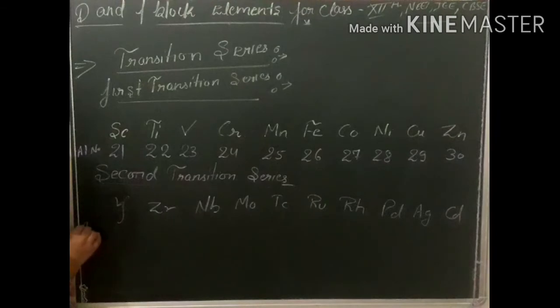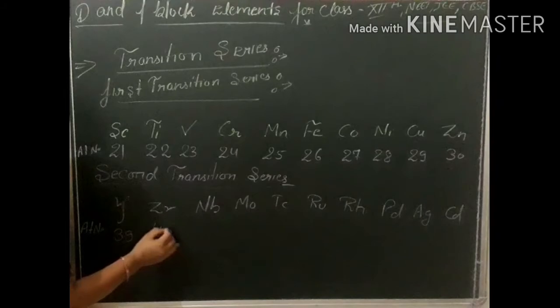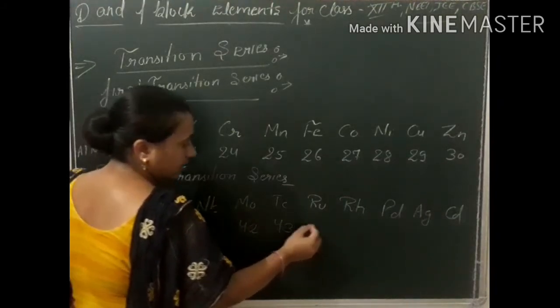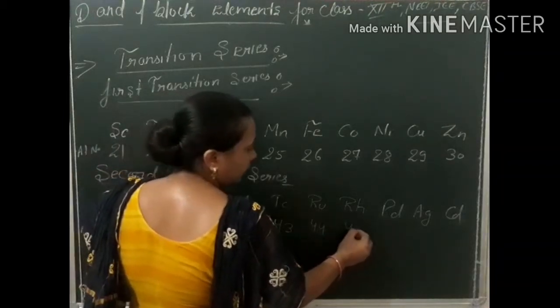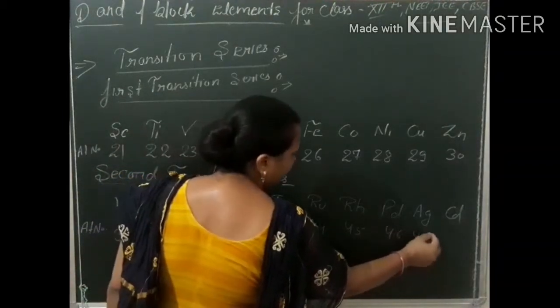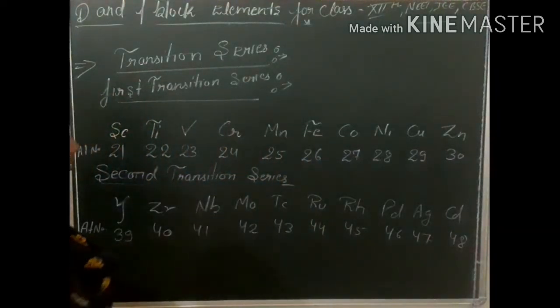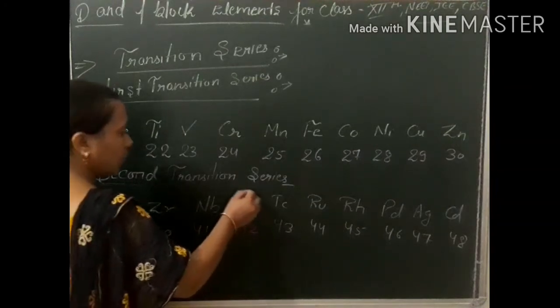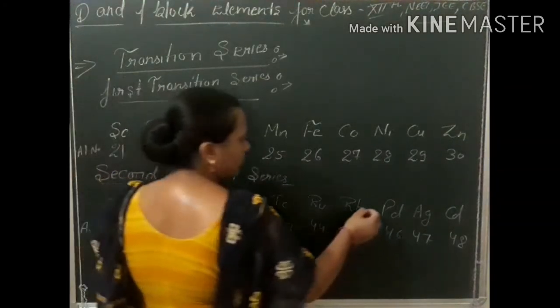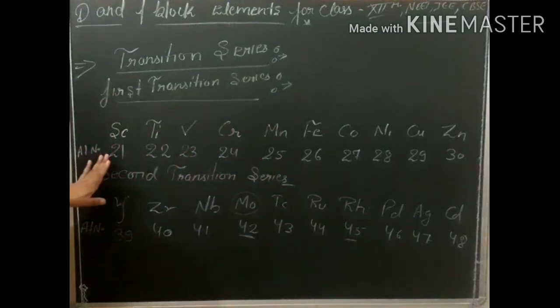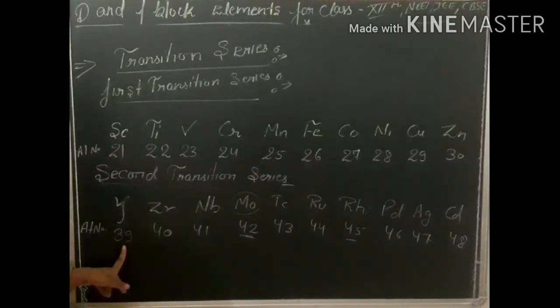Now the atomic number starts from 39, and the atomic number of zirconium is 40, then 41, 42, 43, 44, 45, 46, 47 and 48. You remember that the atomic number of molybdenum is 42 and the atomic number of rhodium is 45. When we add 18 to the atomic number of scandium, we get the atomic number of yttrium.